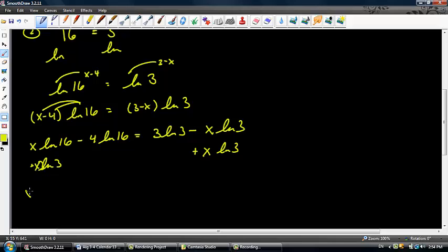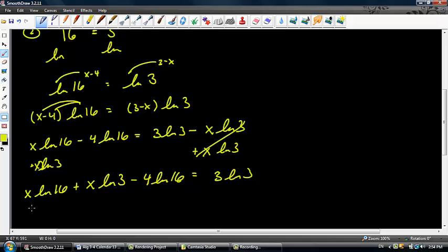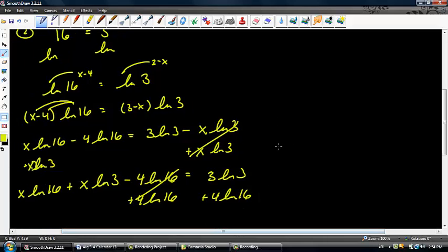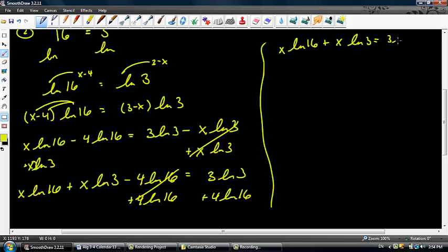So I end up with x times the natural log of 16 plus x times the natural log of 3 minus 4 times the natural log of 16 equals 3 times the natural log of 3. Those are gone. So now I'm going to add 4 times the natural log of 16 to both sides. And so what I end up with is x times the natural log of 16 plus x times the natural log of 3 equals 3 natural log of 3 plus 4 natural log of 16.